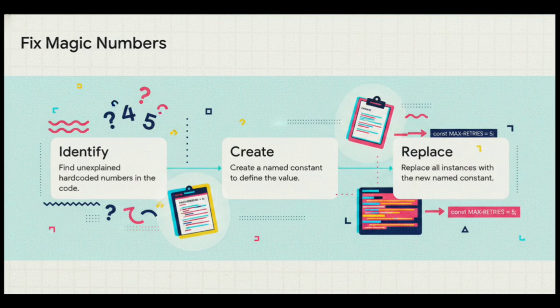Step 1, identify those unexplained magic numbers hiding in your code. Step 2, create a named constant that explicitly describes what that number actually represents. And step 3, replace every single hard-coded instance of that number with your shiny new named constant.